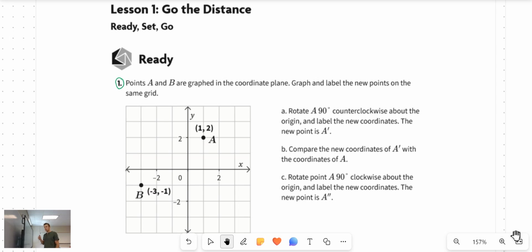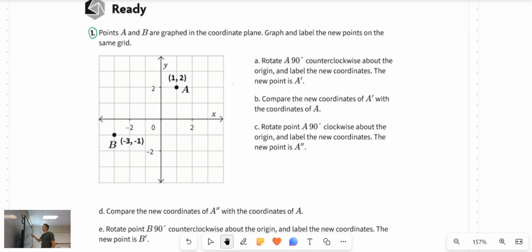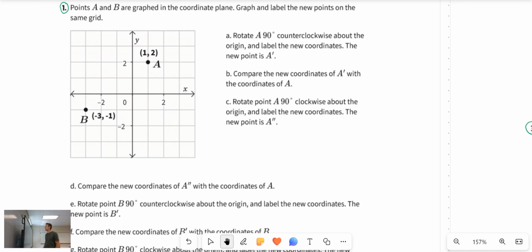Welcome to Unit 8, Lesson 1. We're going to start off with number 1 on the Ready. Points A and B are graphed in the coordinate plane. Graph and label the new points on the same grid.